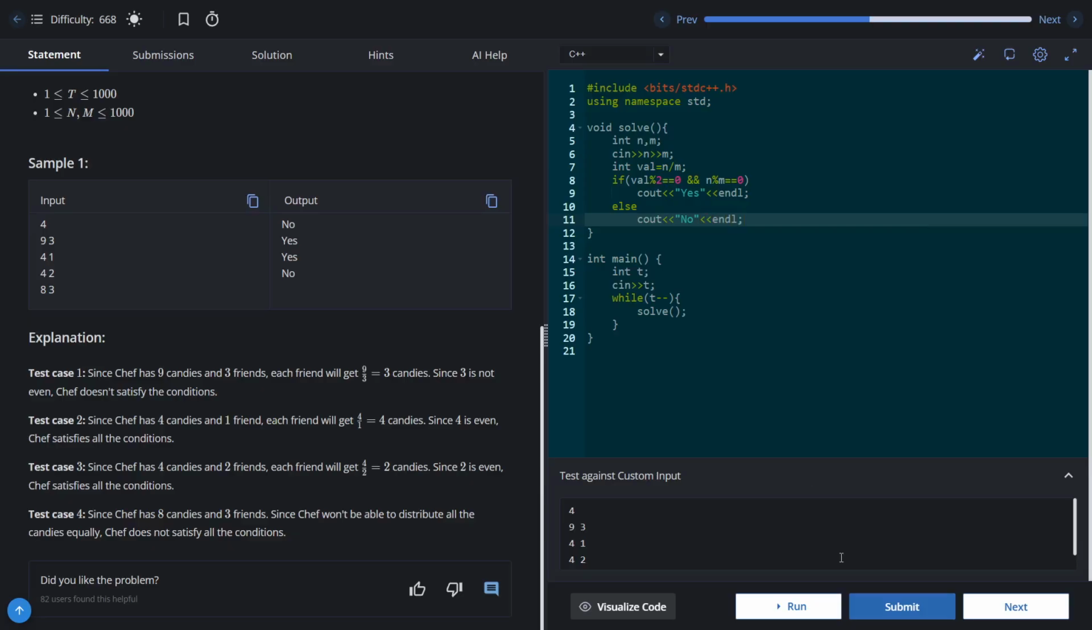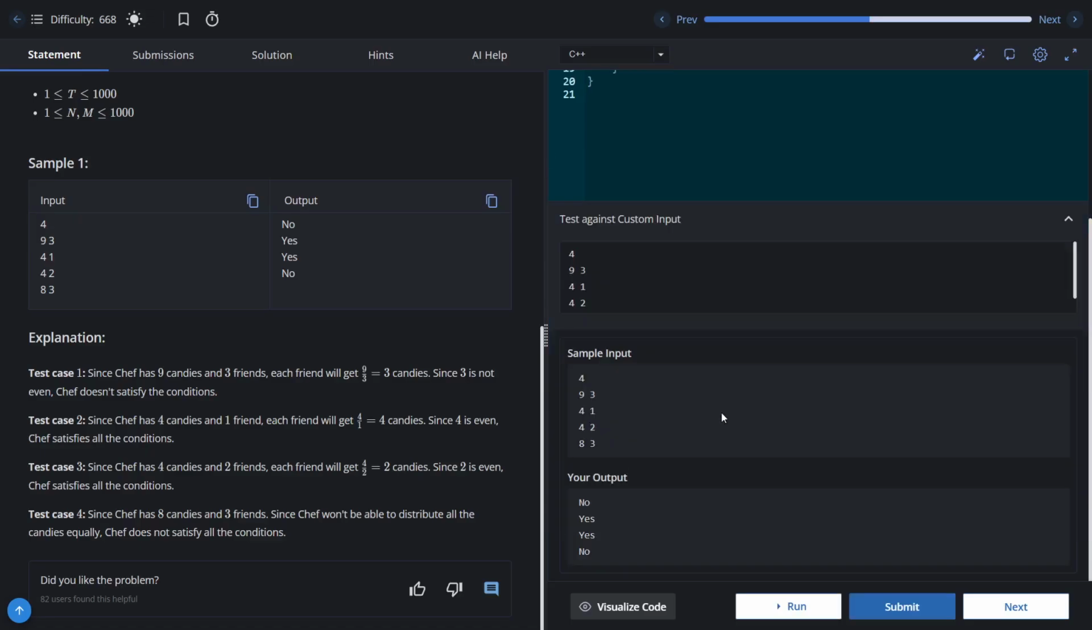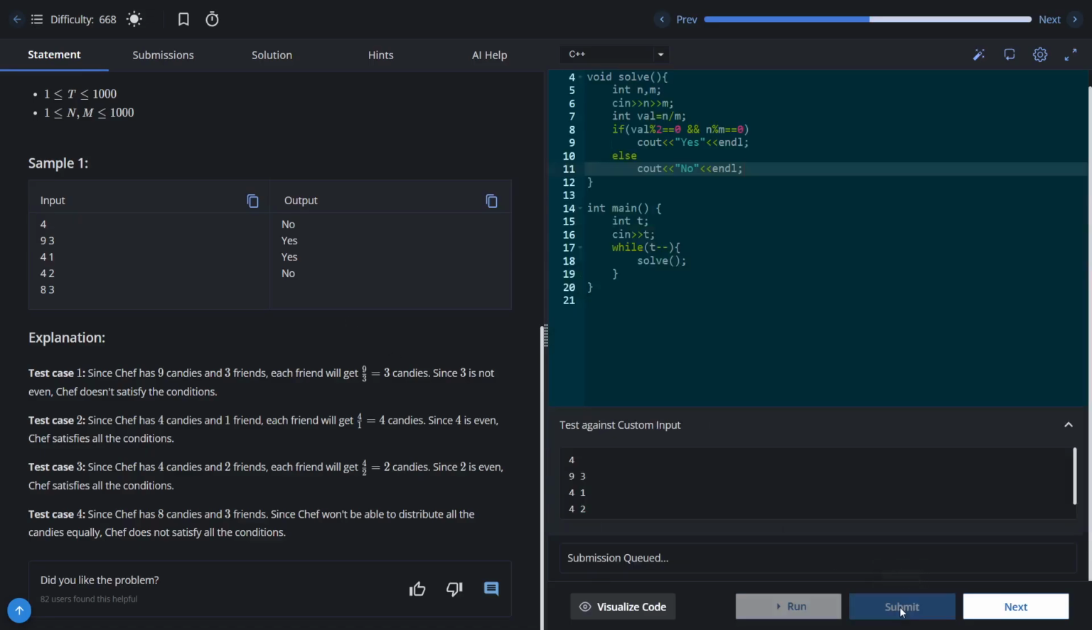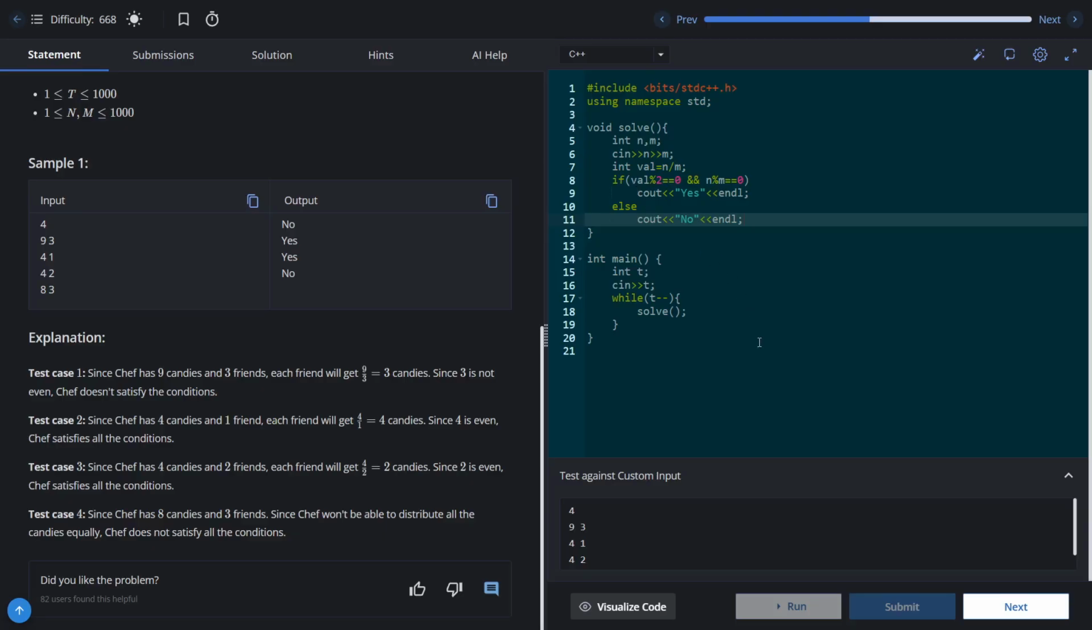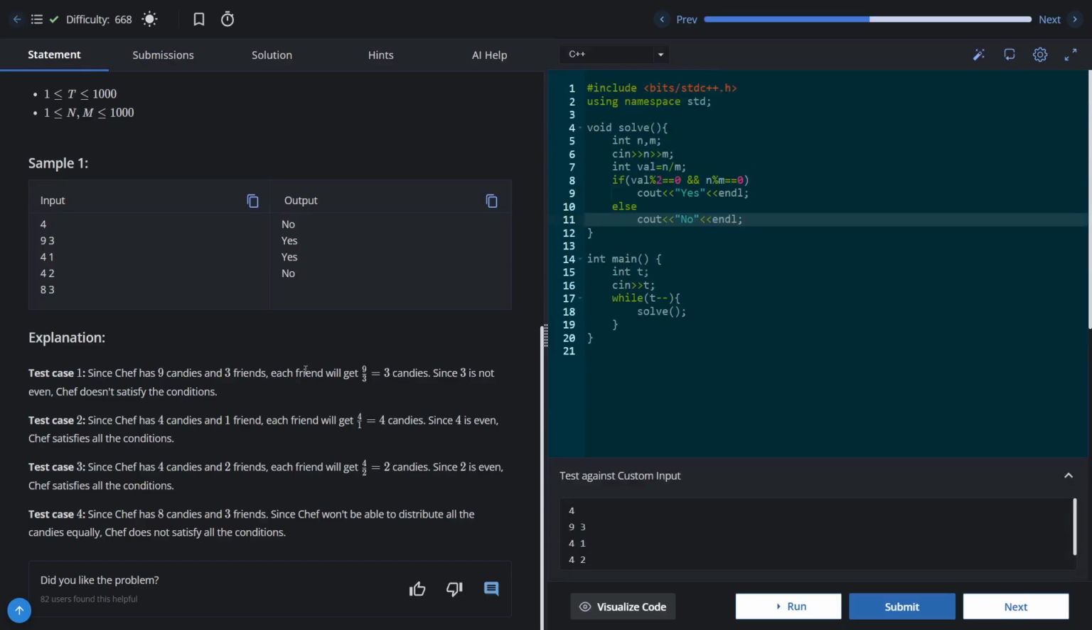Let's try to run the code. Now it seems to be running. So, no, yes, no, yes, no. Let's try to submit the code. Let's see if the hidden test cases are passing. Yeah, it passed. So yeah, it was easy, not that hard.